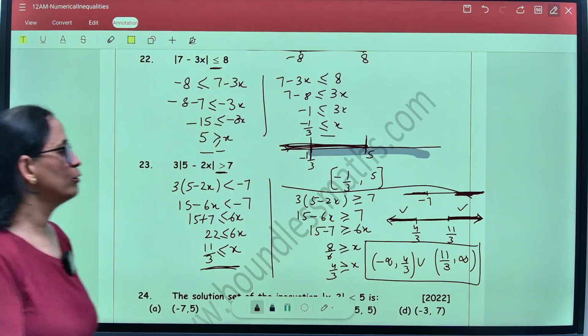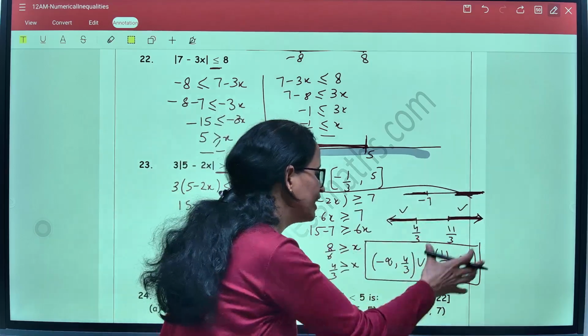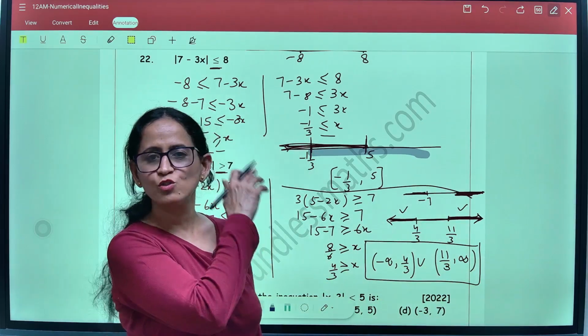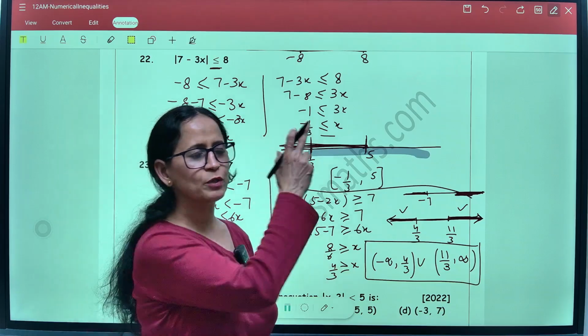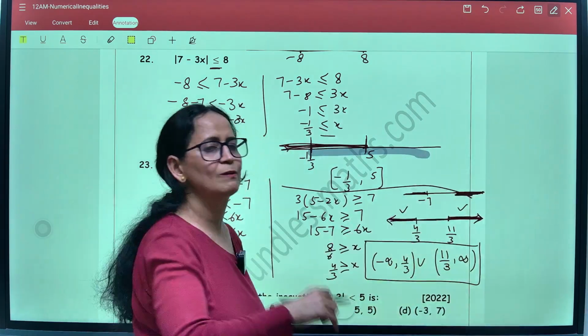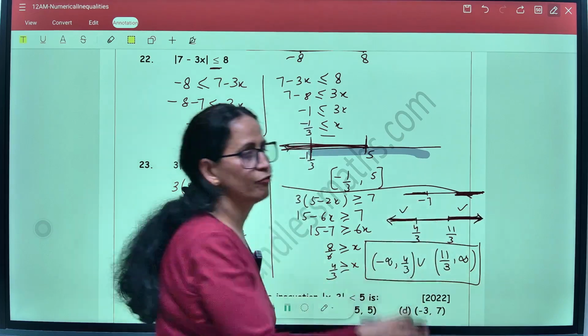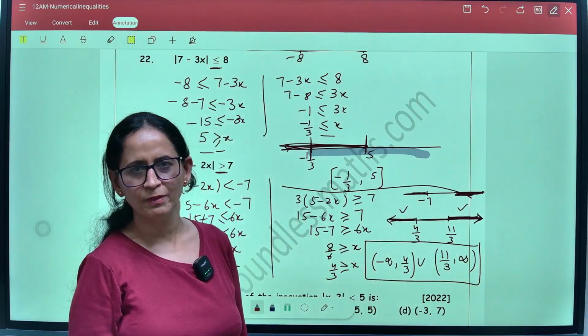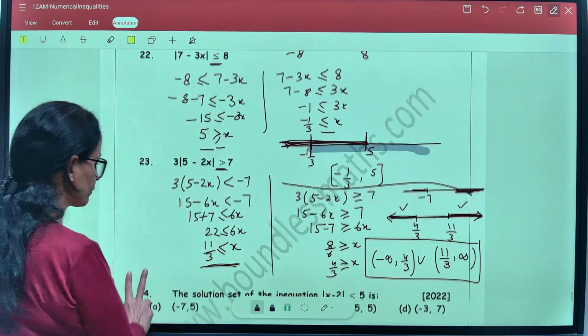Understood? Now here you don't have to find the common area, but you have to pick up both the areas and unite them together because it is modulus function. It is not a normal inequality question. Where you had two different inequalities, you solve them and find the common area. But here you have to write the union of all the solutions because these are like two different areas that you need to club for modulus sign.